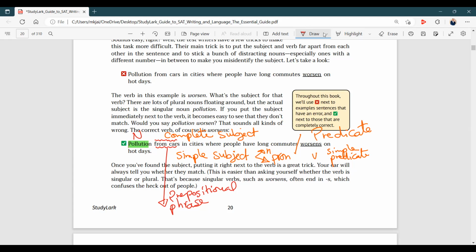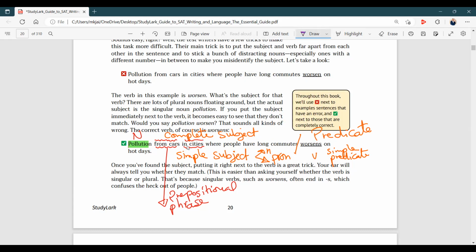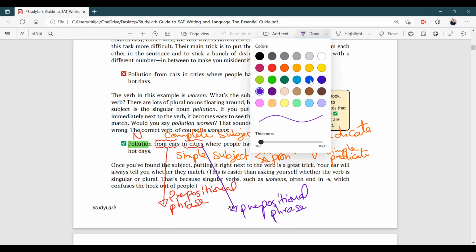So what about in cities? What's that? That's another prepositional phrase, giving more information. Pollution, from where? From cars. Where? In cities. Do I have more information about pollution? More modifiers? Yes, I do.